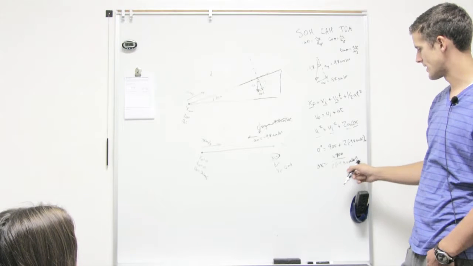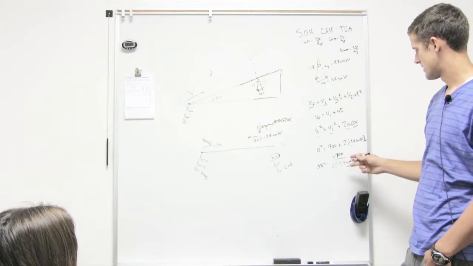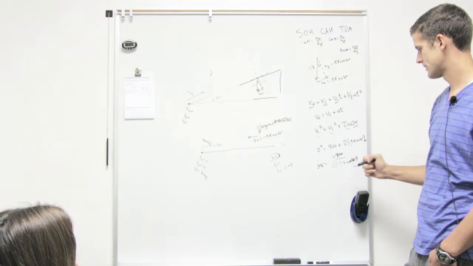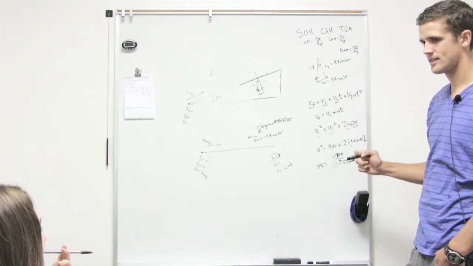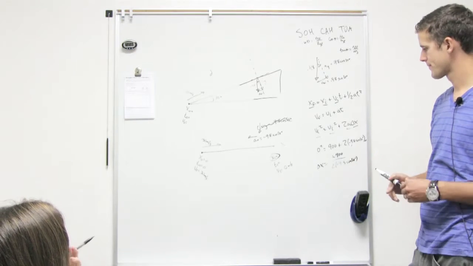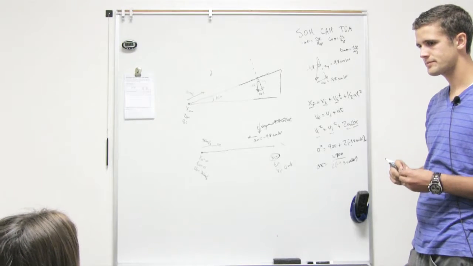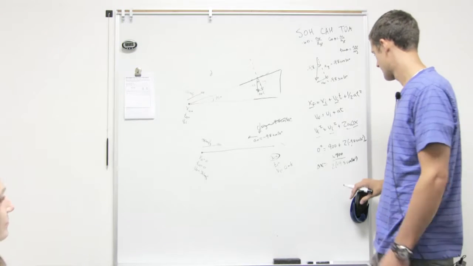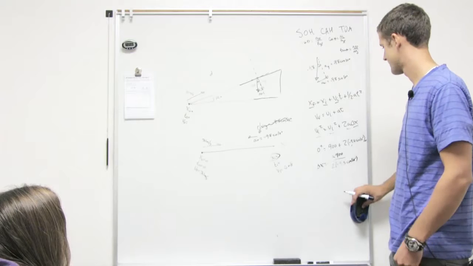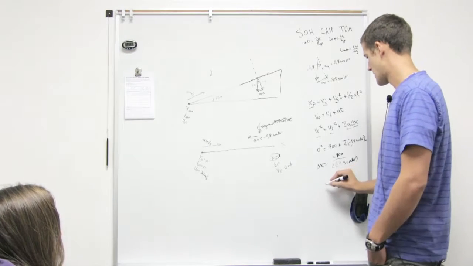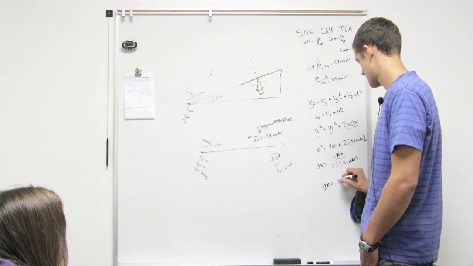So this would be your answer. I don't know what the sine of 10 is, so I'm not going to do it in my head. Let's just say that it comes out to be like 50 meters. And that would be the change in x. Would that be equal to x final?